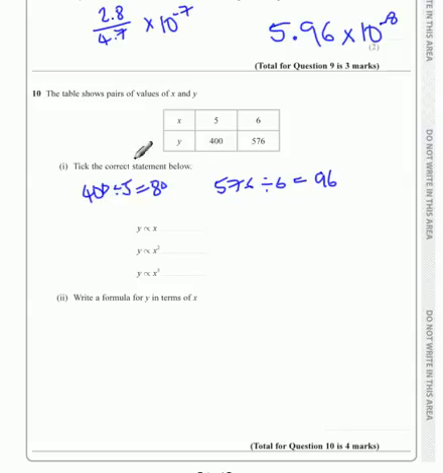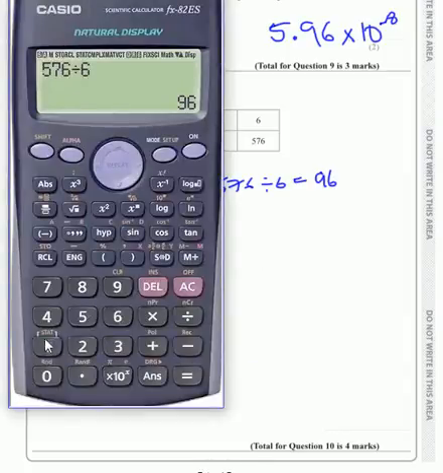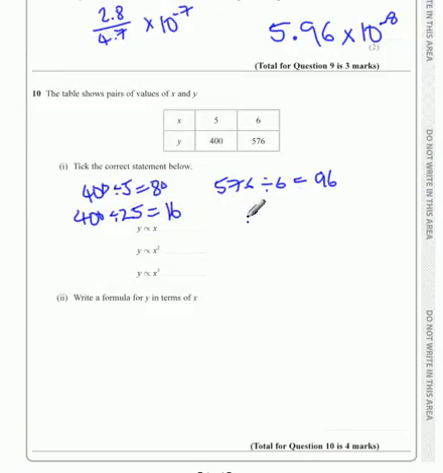So what we then need to look at is what happens if we do x squared. So we're going to do 400 divided by x squared. So 400 divided by 25 is giving us 16. And let's do the same for this one. So 576 divided by 6 squared, or 36.